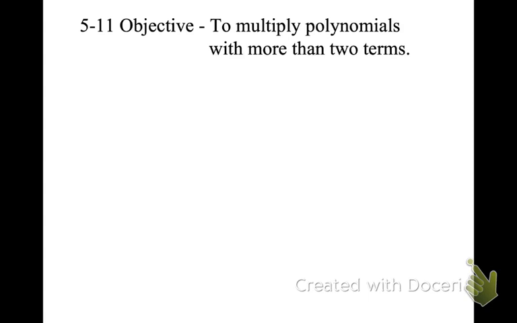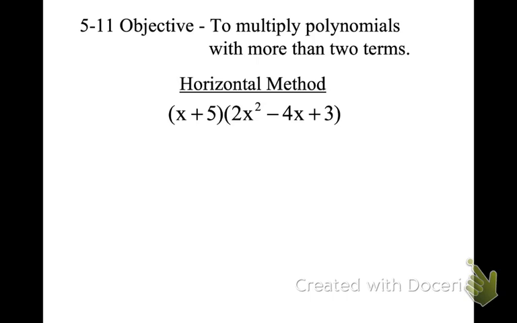Okay. So here we go, section 5.11. So we can't really call this FOIL because it's not first, outside, inside, last. There's 3 terms in the second. So basically what we're going to do is multiply this term times everything over here. Okay? Remember, we're going to multiply the coefficients, add the exponents.